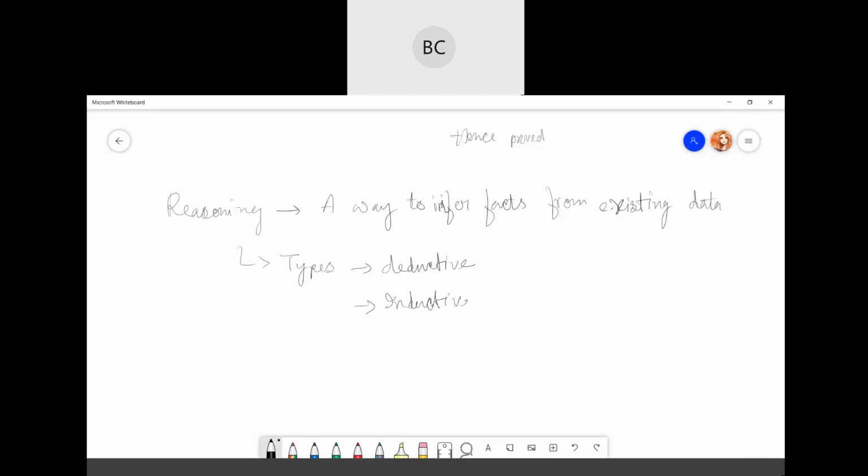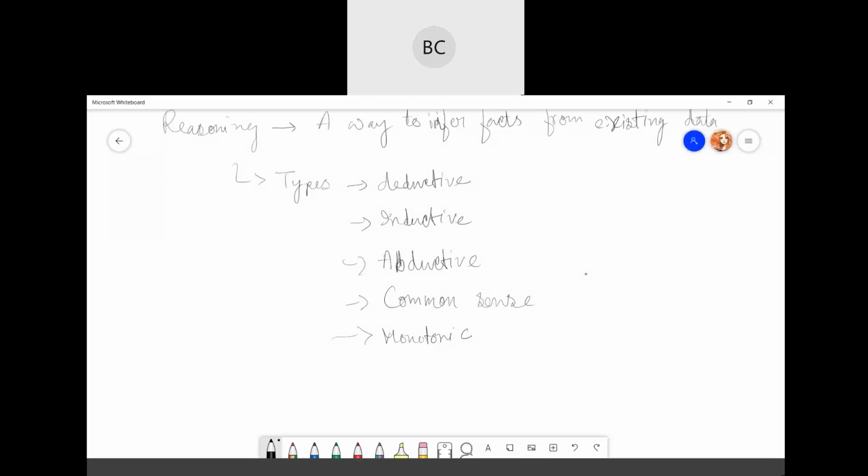Deductive, then abductive, common sense, monotonic, and non-monotonic. So these are the types of reasoning.